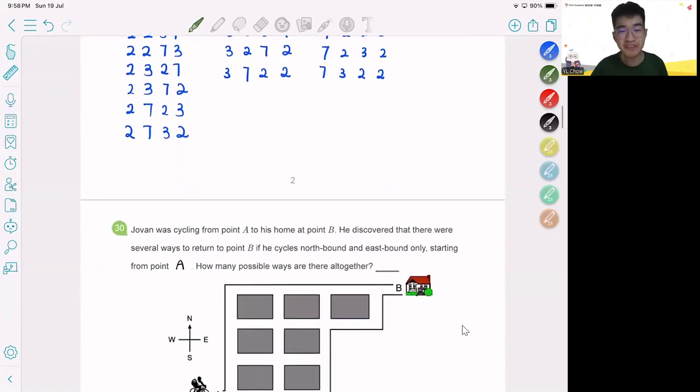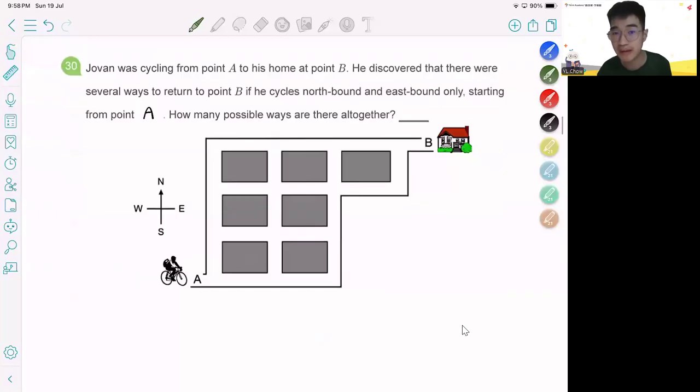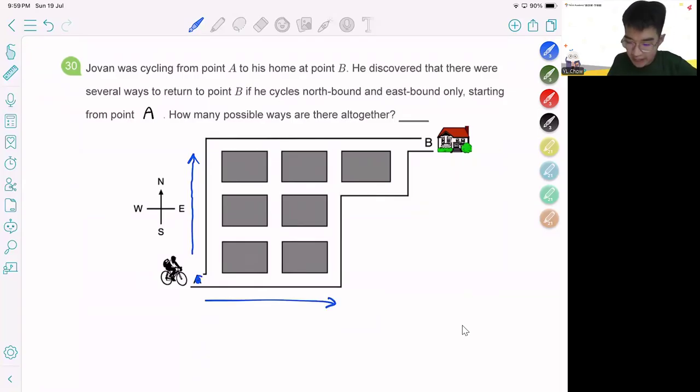Okay, so now let's move on to the next question, right? Similar to last week, we have another shortest path question today, right? Jovan was cycling from point A to his home at point B. He discovered that there were several ways to return to point B if he cycles northbound and eastbound only. That means the only directions that he can go will be going towards the north, right, in this direction, or towards the east in this direction. And he must start from point A. How many possible ways are there altogether?